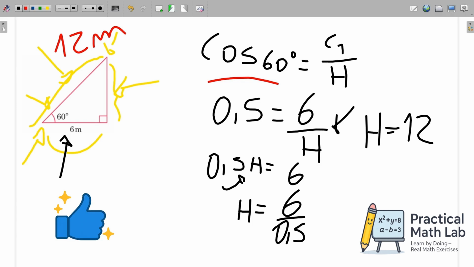We found the answer for the length of the ladder using trigonometry and applying the cosine formula to the 60-degree angle.